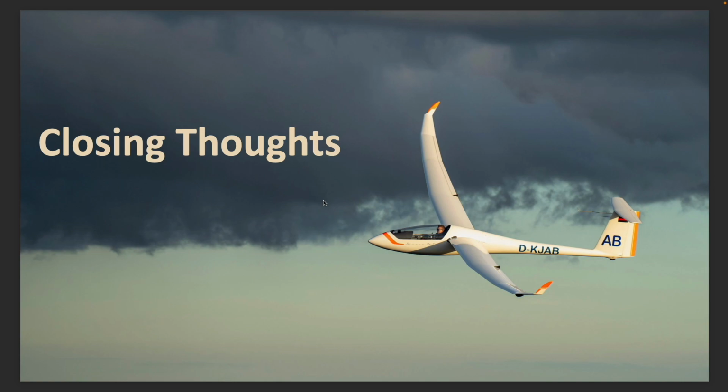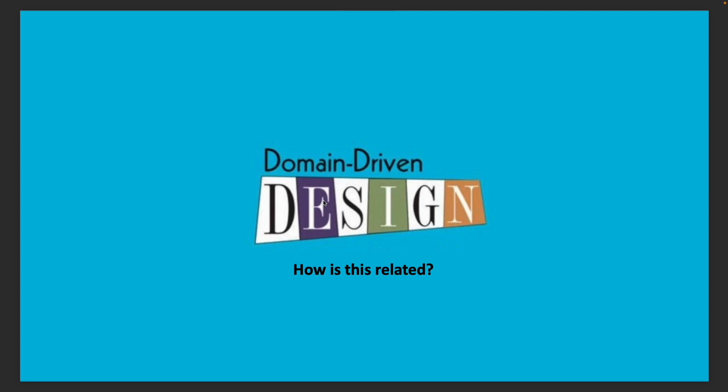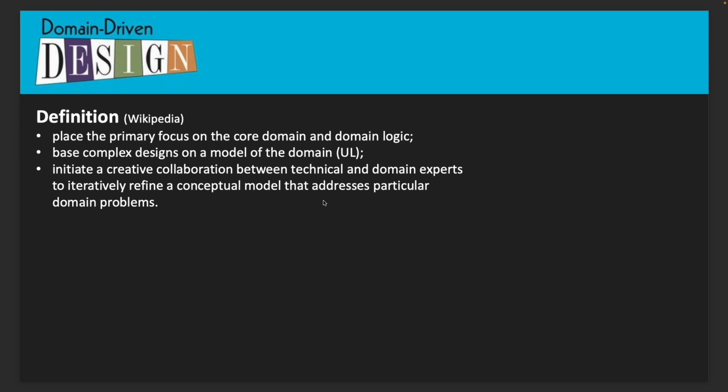So a few closing thoughts and a nice picture of a glider. So something about domain-driven design. Now, domain-driven design, if I steal the definition from Wikipedia, says, among other things, it places the primary focus on the core domain and domain logic. Agree completely. It bases the designs on a conceptual model of that domain called ubiquitous language. Agree. And you then initiate a creative collaboration between technical people and domain experts to iteratively refine a conceptual model that addresses particular domain problems. Okay, yes, nothing wrong with that.